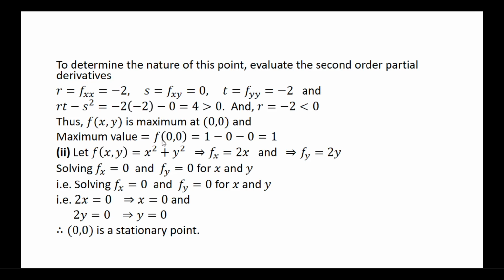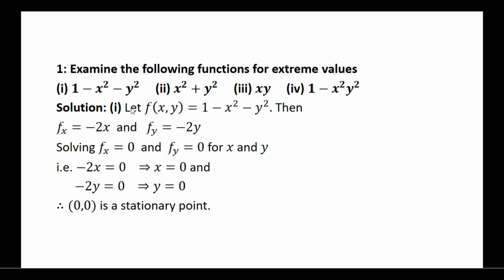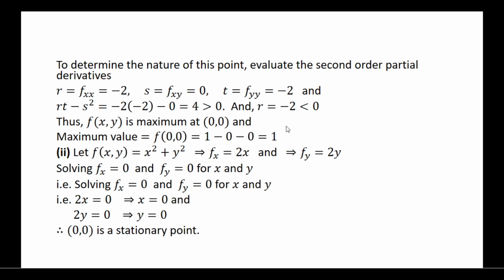And the maximum value is given by, in the given function, f of x comma y equal to 1 minus x square minus y square. Here replace x by 0 and y by 0. So what are you going to get? It's nothing but 1. The maximum value of that function is 1.